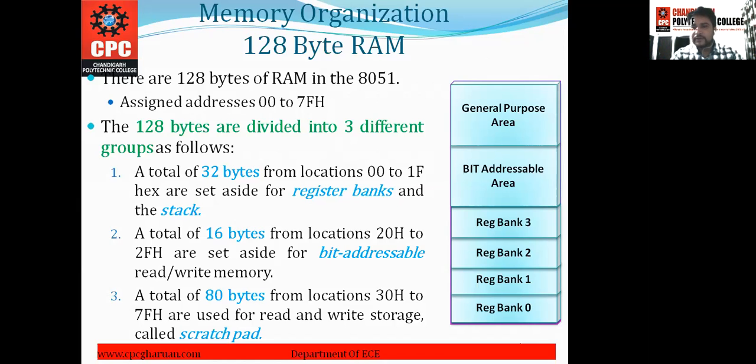At the right side, you can see the 128 byte structure, that is starting from register bank 0, register bank 1, register bank 2, register bank 3. All these are the banks of registers. For different types of registers we will discuss further. Next is bit addressable area and general purpose area. All these come under 128 bytes of RAM, that is from 00H to 7FH.